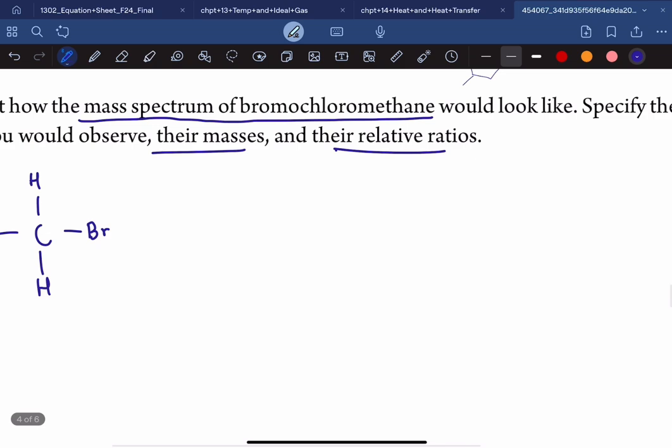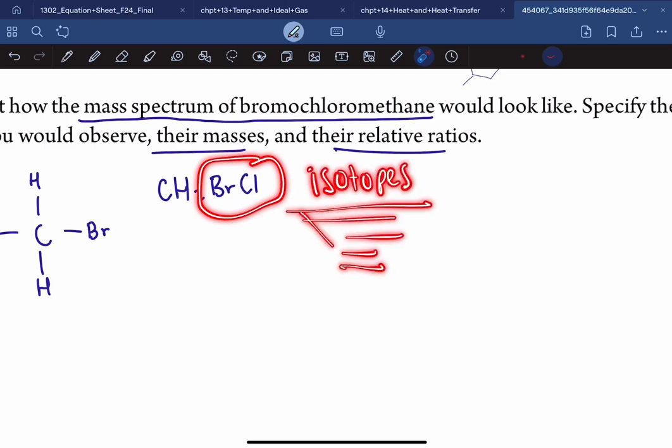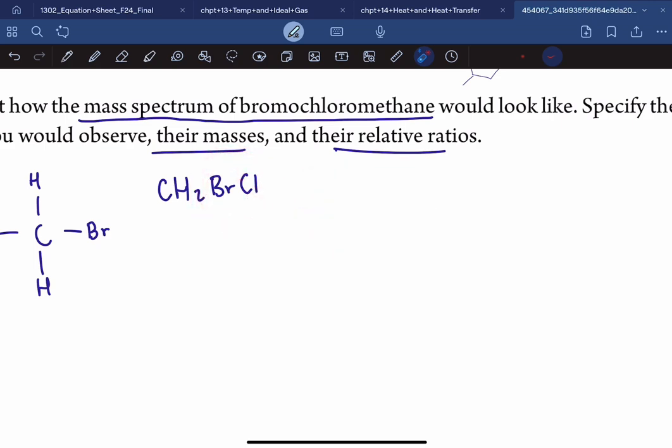So the molecular formula is what? CH2BrCl. So whenever you see these two elements, Br and Cl, your mind needs to jump to the fact that there are isotopes of these. Isotopes. Very, very high yield. This is going to be on your test, I can almost guarantee. A bromine and chlorine isotope.